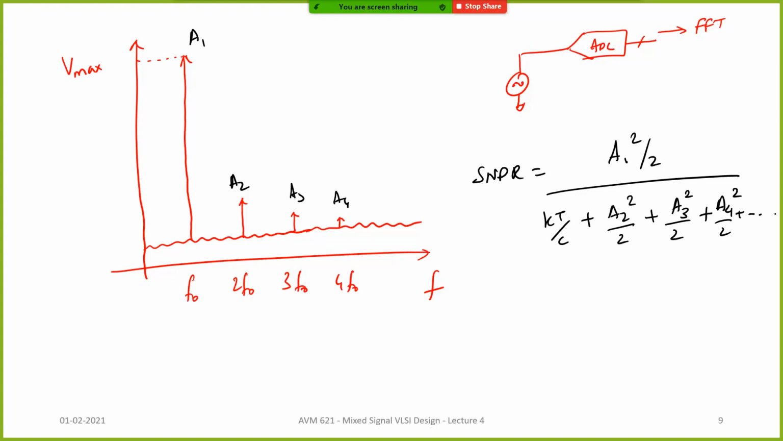There is also one more term which is called SFDR. This is nothing but spurious free dynamic range. You will also see this term in any data sheet, or for that matter any ADC paper. SFDR means spurious free dynamic range. In other words, all of us realize what dynamic range is, right? What is dynamic range? What do we mean by dynamic range?